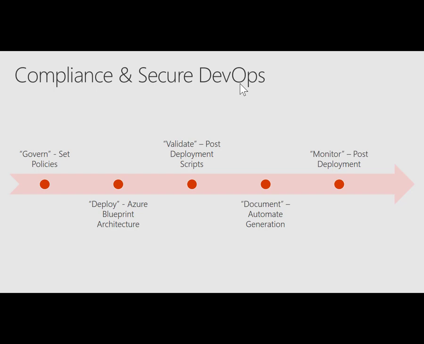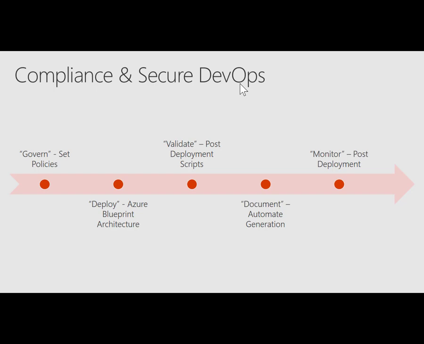That's the first stop. Once you've set the policies, then you can come in and provision or deploy resources. And this is where we will talk about a project that we worked on called the Azure Blueprint Project, which is about deploying these resources to be secure from the ground up. Once we have deployed the resources, that's not enough. We need to run a post-deployment validation script to make sure that the resources that we have deployed are indeed compliant with the standards that we want.